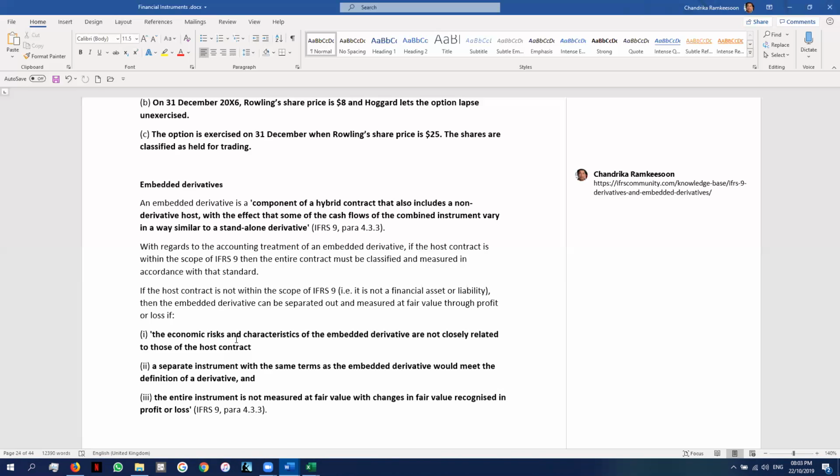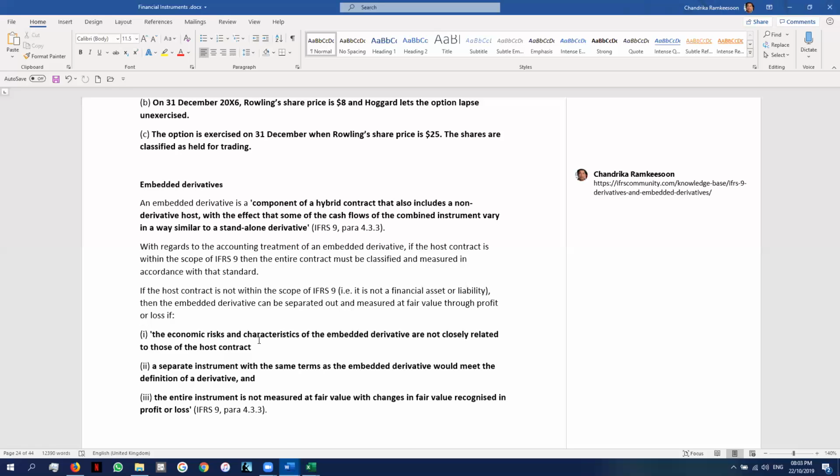2, a separate instrument with the same terms as the embedded derivative would meet the definition of a derivative, meaning that if it's a separate option, then remember the convertible right is an option. So if you were just dealing with an option, then it would look similar. And 3, the entire instrument is not measured at fair value, with changes in fair value recognized in P&L.